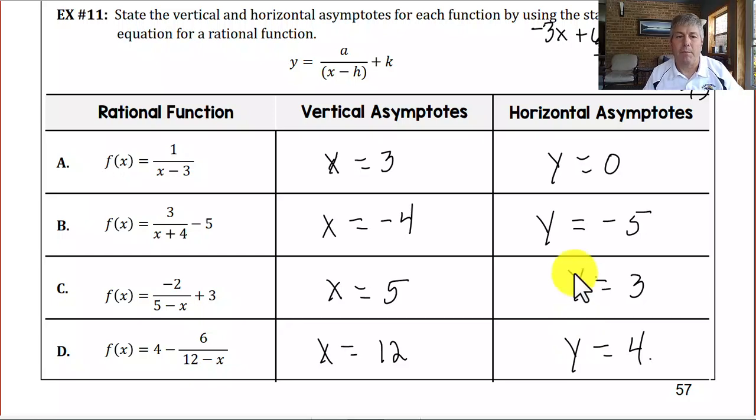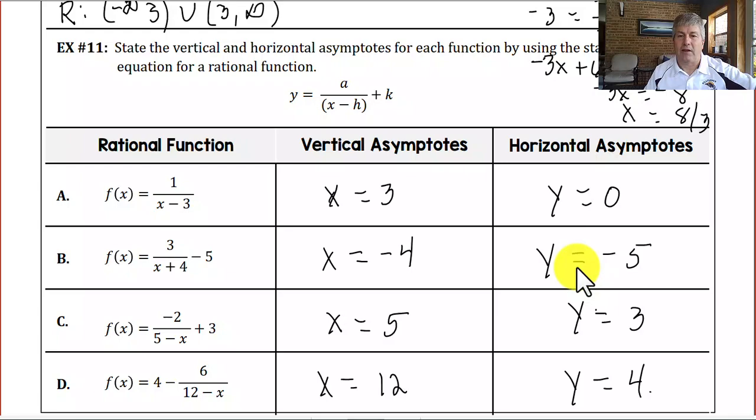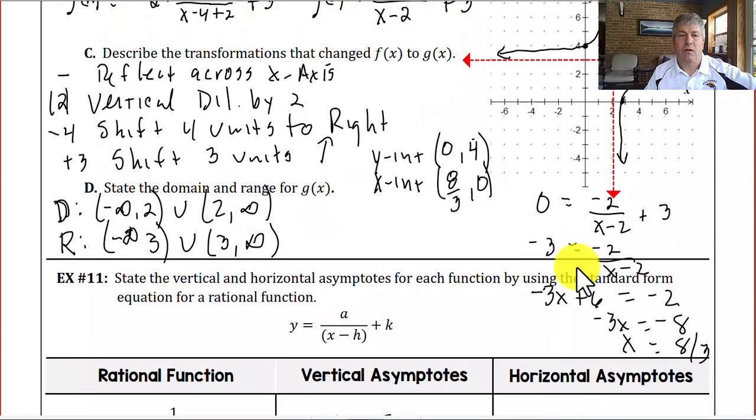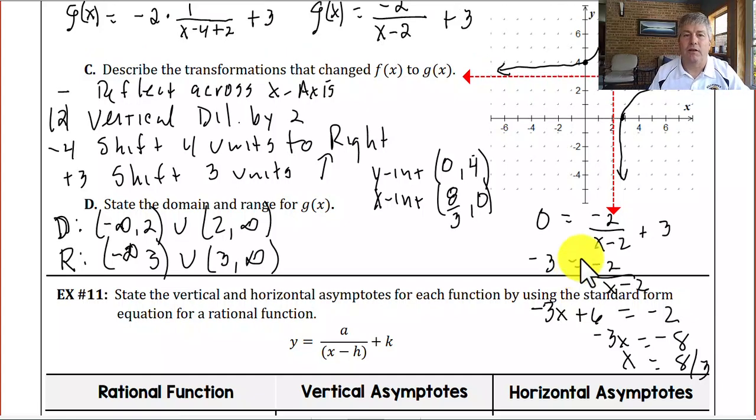So that wraps up our extra samples on transformations of rational functions, and we're writing equations based on graphs, and you'll get some more practice with this when I see you in class.